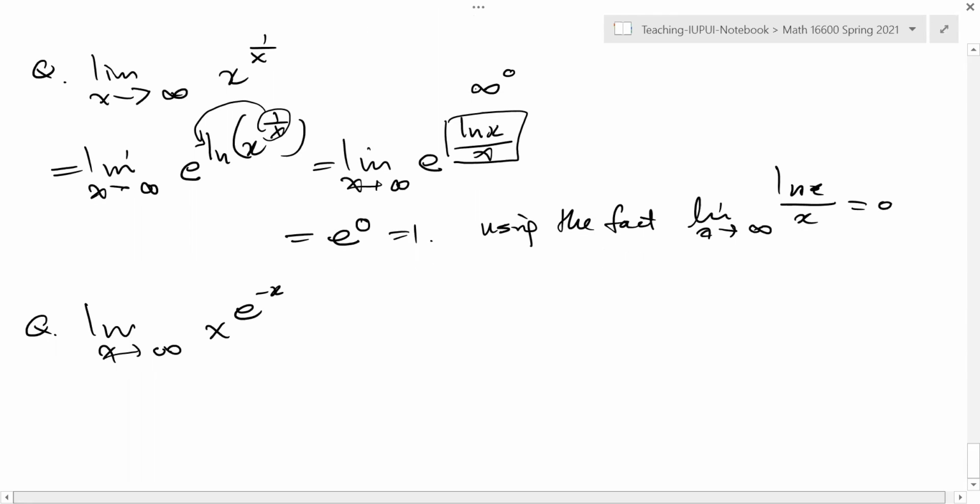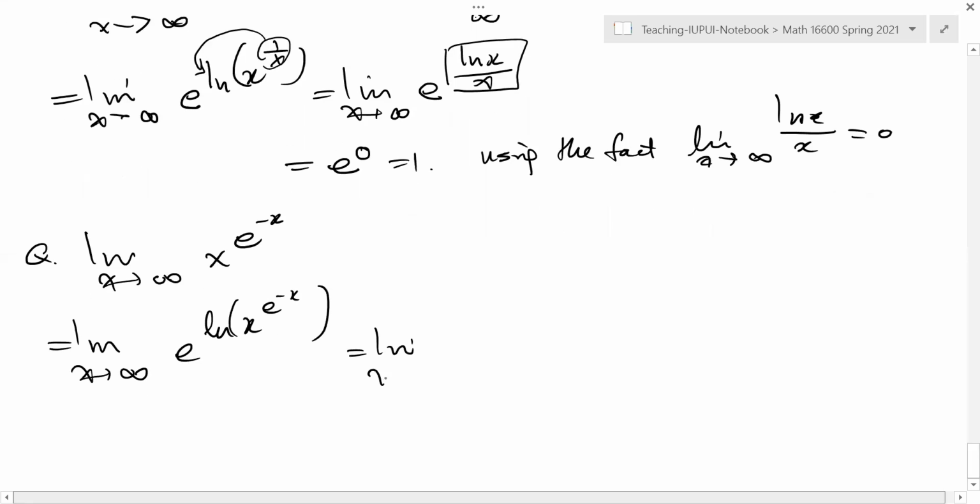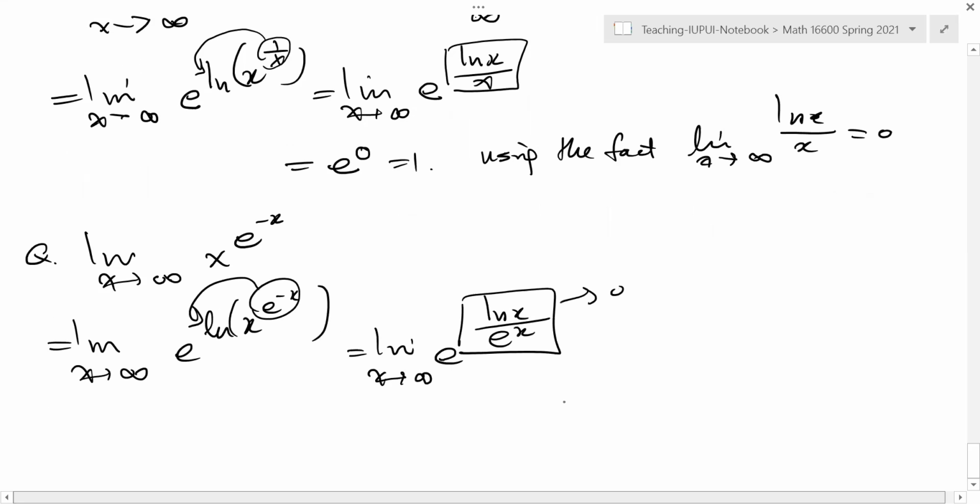Probably still the limit is 1. Okay. Now let's try. It's e to the natural log of x to e to the negative x, right? And this will be, you move this term to the right-hand side, and actually you can put it into the denominator. Okay. So this one approaches 0, clearly. So that's why it's going to e to the 0, which is 1.